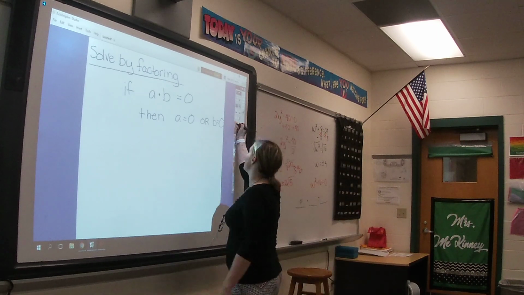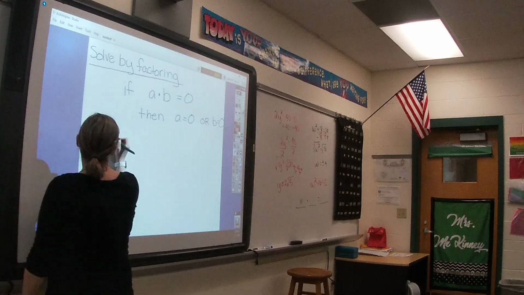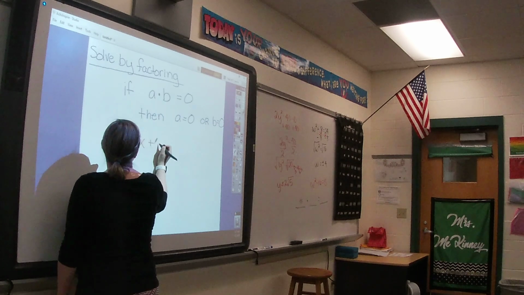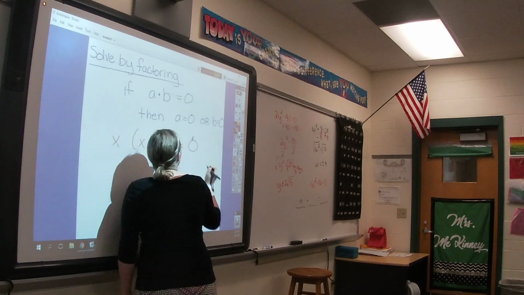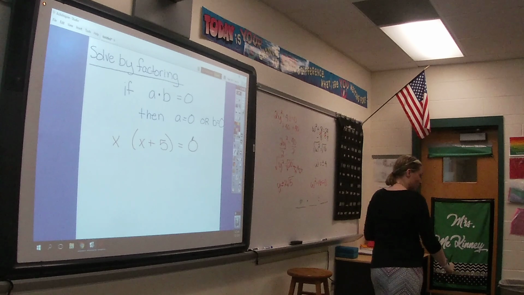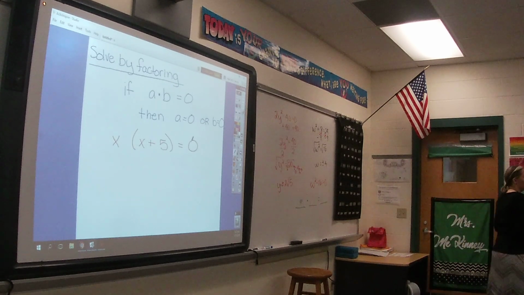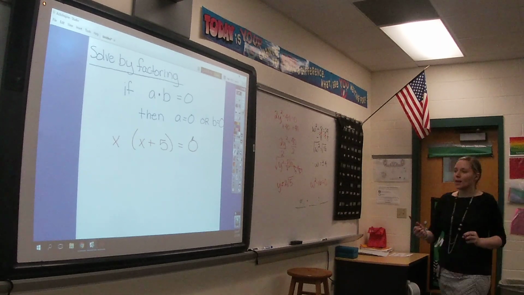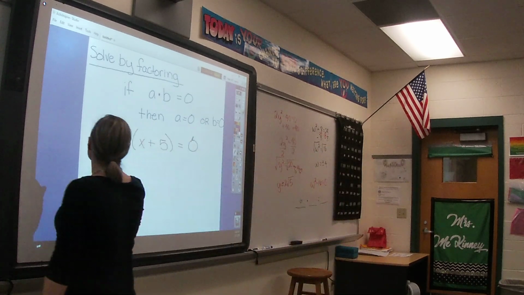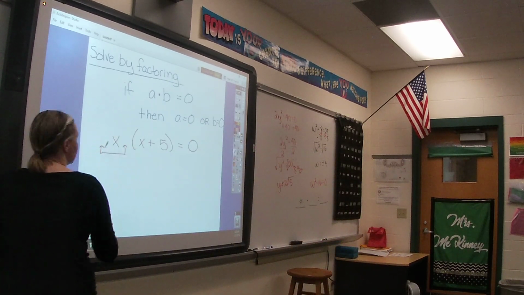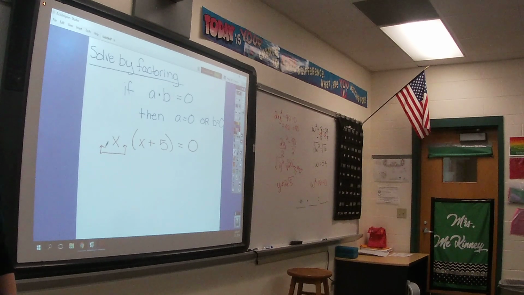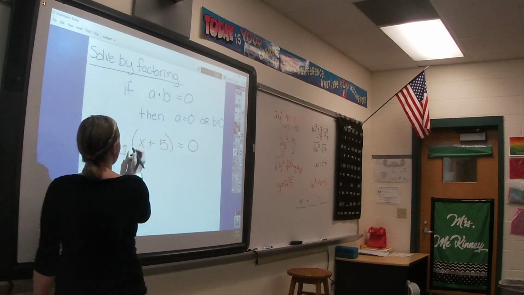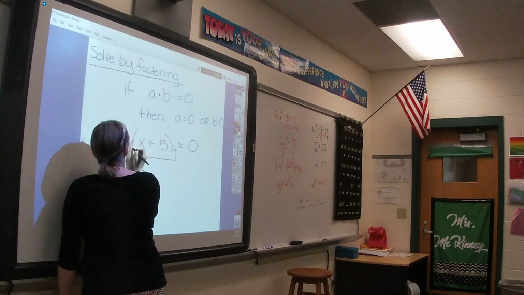Okay. Now, sometimes we use this property when the problem looks all fancy-smancy. So let's say I have something that says x times x plus 5 equals 0. Do I have two things being multiplied together? Yes. What's the first one? X. Here's what's representing my A, right? What's the second one? X plus 5, the entire thing, right? Here's my second one. What are those called?